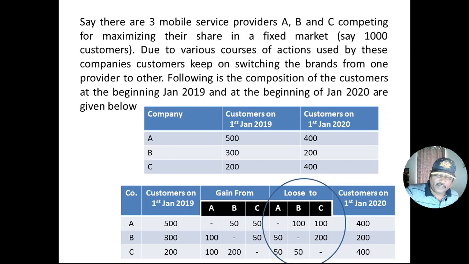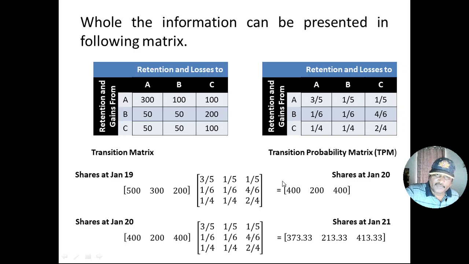Can we find it out? Yes, we can. What we will have to do is start with this market composition of companies A, B and C, multiplied by the same transition probability matrix, which will give you the new market composition. Again, this multiplied by this is the market share at January 20, and by multiplying it by the transition probability matrix, in short called TPM, will give you the market shares on January 21.